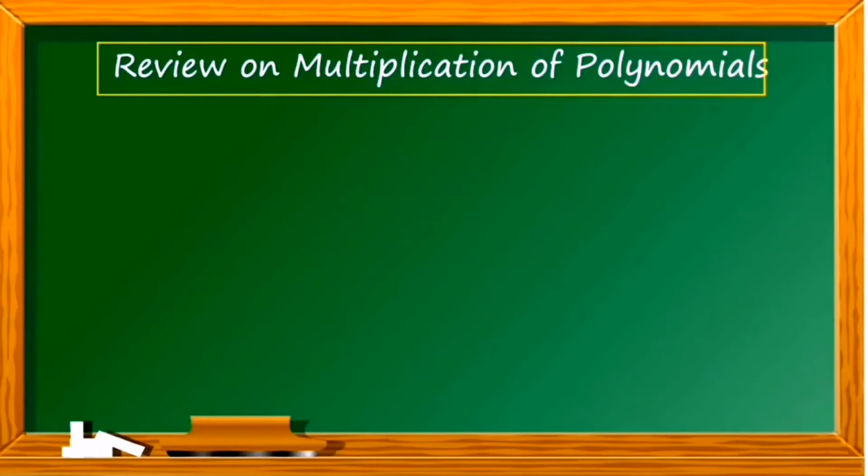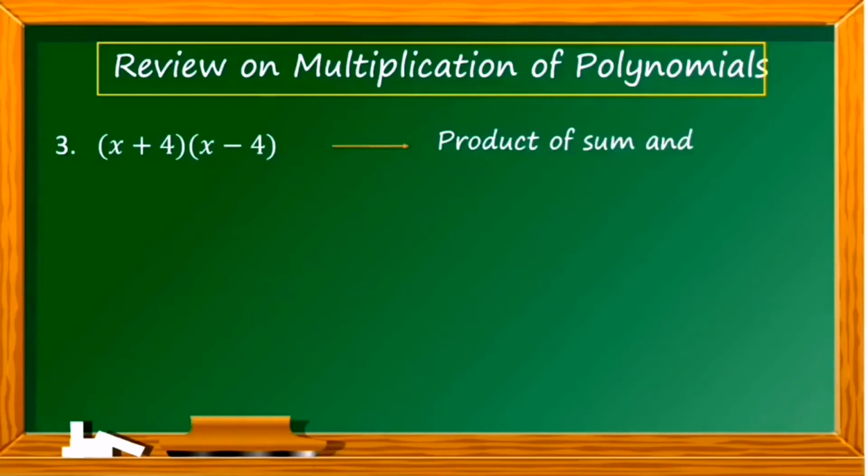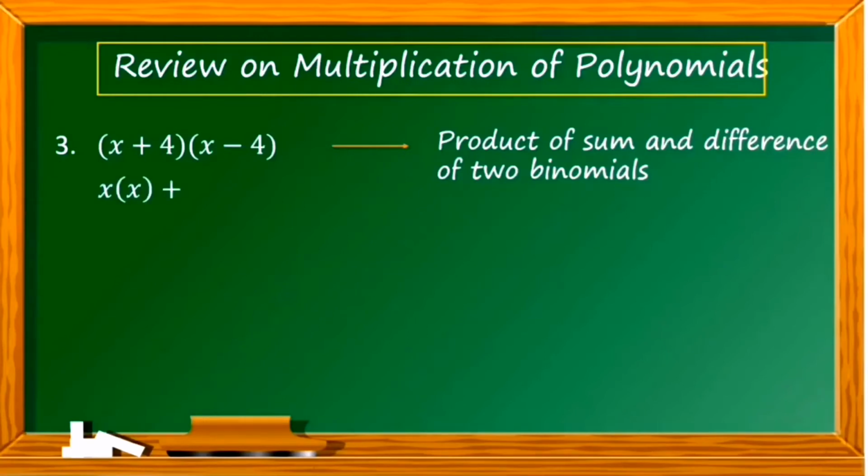Third, let's find out the product of the quantity x plus 4 and the quantity x minus 4. Are you familiar with this kind of special product? Yes, it is a product of the sum and difference of the two binomials, wherein the first term and the second term are the same in both binomials. They only differ in the operation. To multiply this, just get the product of the first term followed by the product of the second term, and that is x squared minus 16.